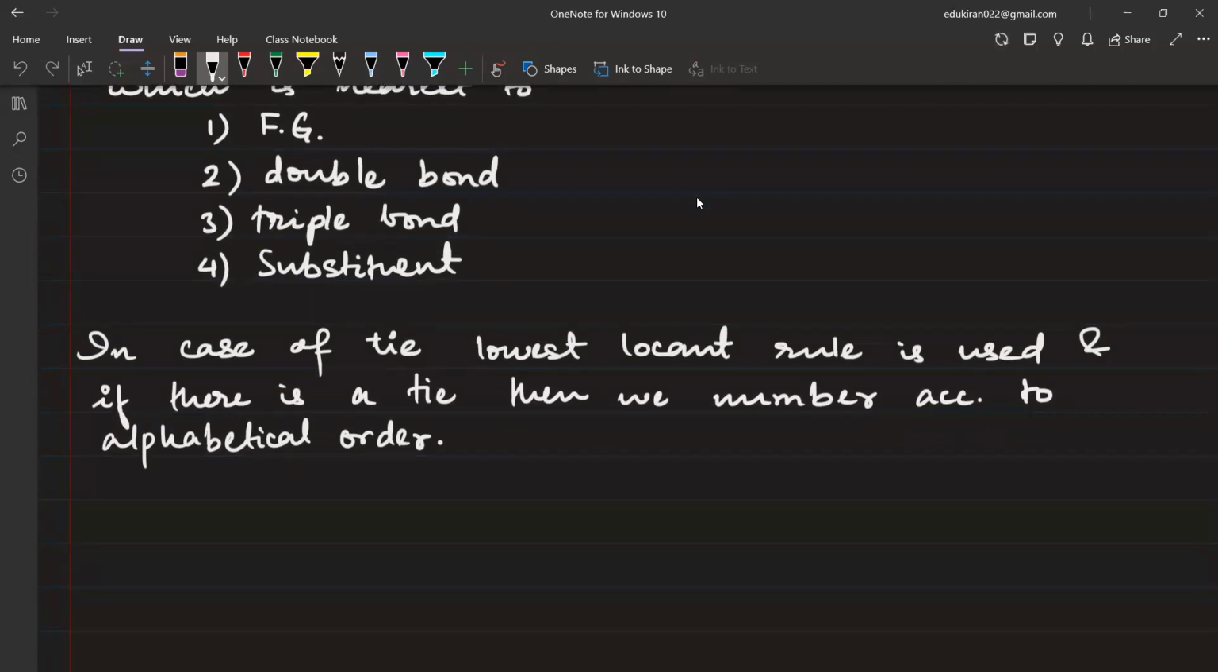What does that mean? For example, let us suppose you have a cyclic ring like this, 6 carbons. Here you have chlorine and here you have bromine. So there are only two ways in which you can number this. You can either number it 1, 2, or we can do it from the green side, 1, 2. Now look, no matter what you do, it is 1 and 2 only, so who do we give 1 and who 2 in this case? Then according to alphabetical order bromine comes first, so bromine gets 1 and chlorine gets 2. Got this guys? Understood? Yes, sir.